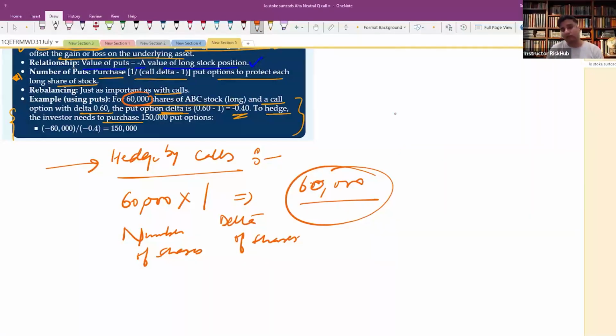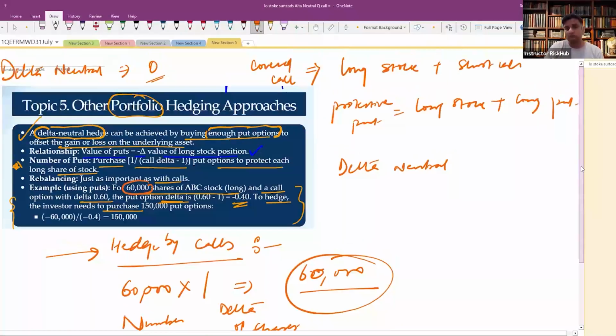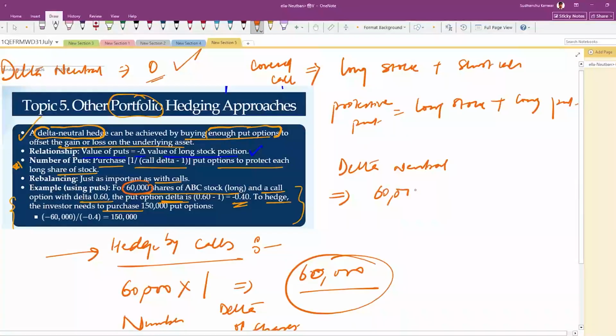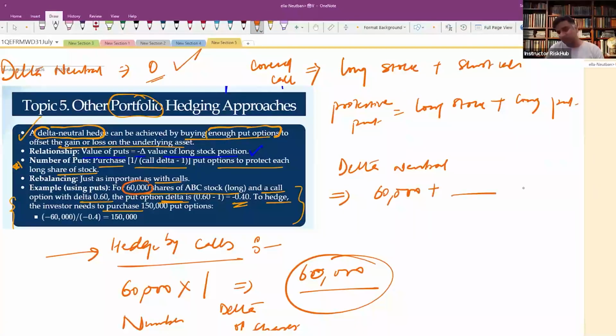I want to do delta neutral. What do I do in delta neutral, guys? Tell me. What do I have to achieve? Delta zero, right? Yes or no? Everybody agrees. So 60,000 plus something makes it zero. It makes it very clear. See, this is positive. I have to add some, I need a negative number here. So how do I get a negative number here?